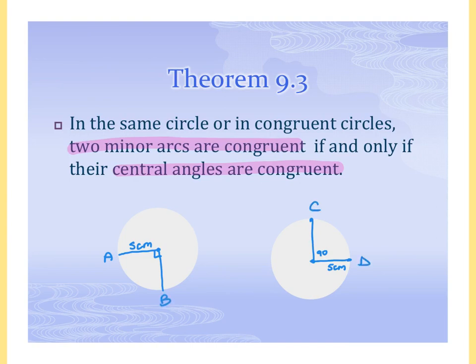so I've got two congruent circles here, right? And then I've got two arcs that, as long as this angle is the same in both, the arcs are congruent. So AB would be congruent to CD and vice versa.